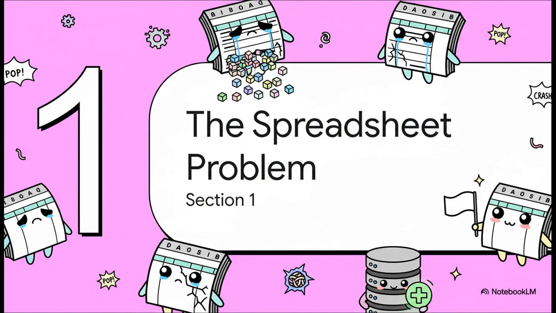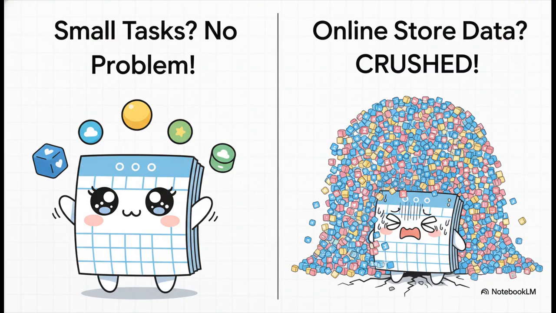Look, we all start with spreadsheets. They're simple, they're familiar, but they have a breaking point. And when they break, they break hard, especially as things start to grow. Think about it. A spreadsheet is perfect for your personal budget, right? Or a small list of tasks. But what happens when you're trying to manage an entire online store? We're talking thousands of customers, maybe millions of orders. That spreadsheet just grinds to a halt. It gets slow, it's clunky, and trying to find one specific piece of information feels impossible.